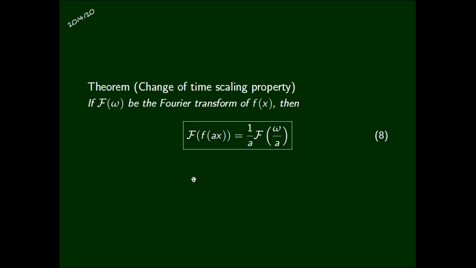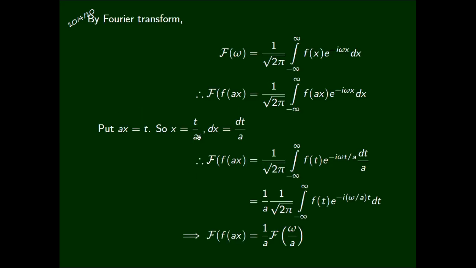As in the case of the Laplace transform, we start from the basic definition of the Fourier transform. f bar of omega is equal to 1 by root of 2 pi integral minus infinity to infinity f of x e raised to minus i omega x dx. And therefore the Fourier transform of f of ax is equal to 1 by root of 2 pi integral minus infinity to infinity. Instead of f of x, I put f of ax e raised to minus i omega x dx.